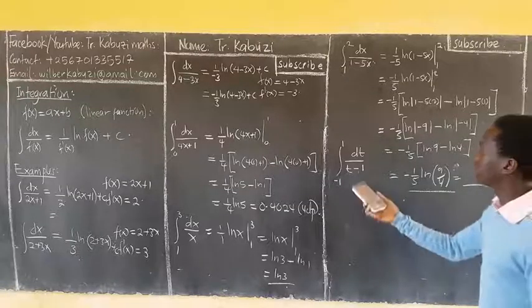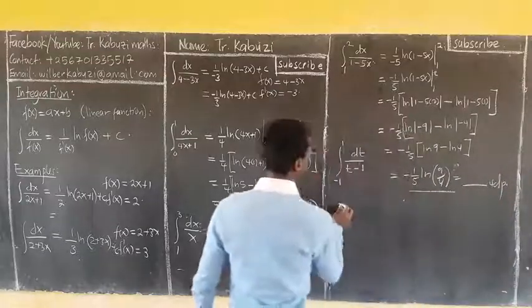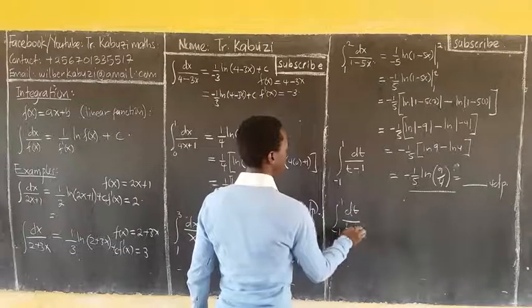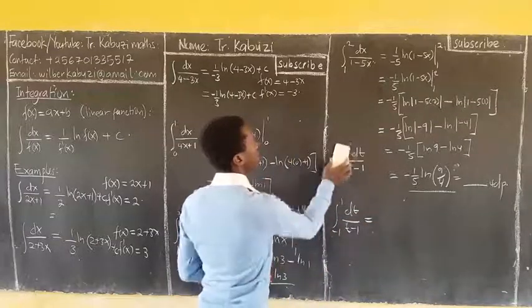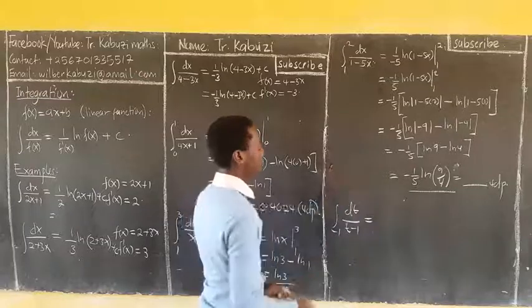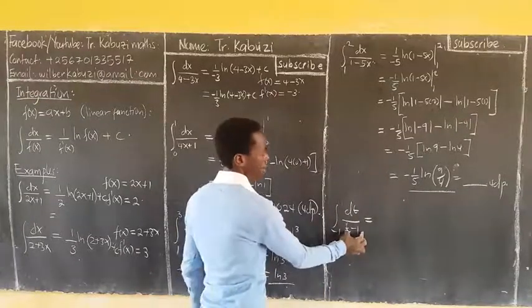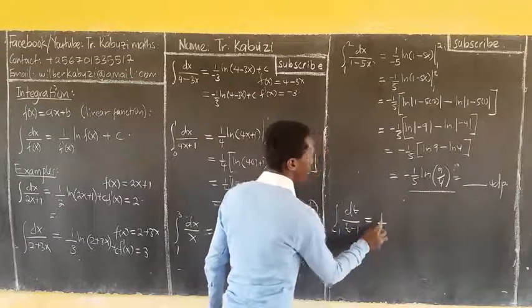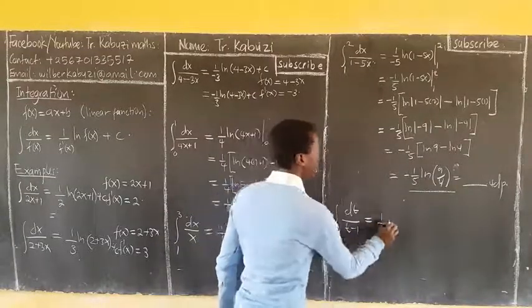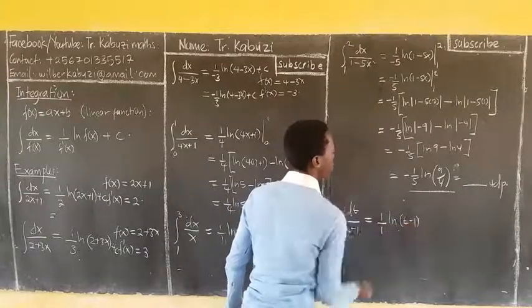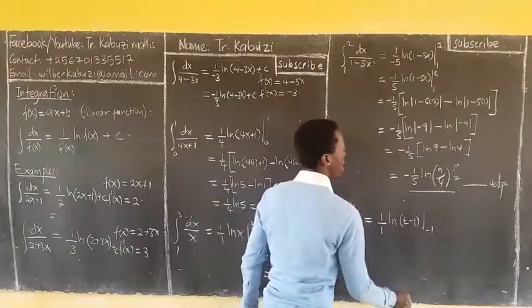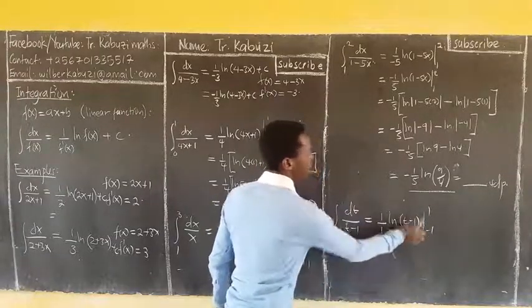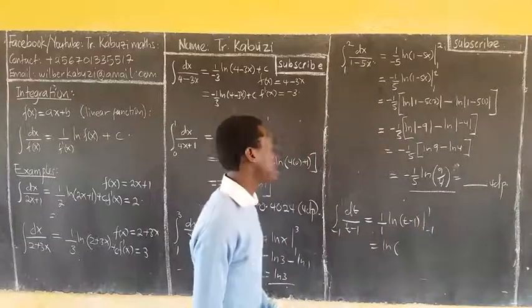Now, when I come to this, let me write it down. It was the integral from negative 1 to 1 of 1 over t minus 1. Now from here, if this is the function, I need f prime of t. When I differentiate this, I get 1. So 1 over 1, then natural log of t minus 1. But we have from negative 1 to 1.